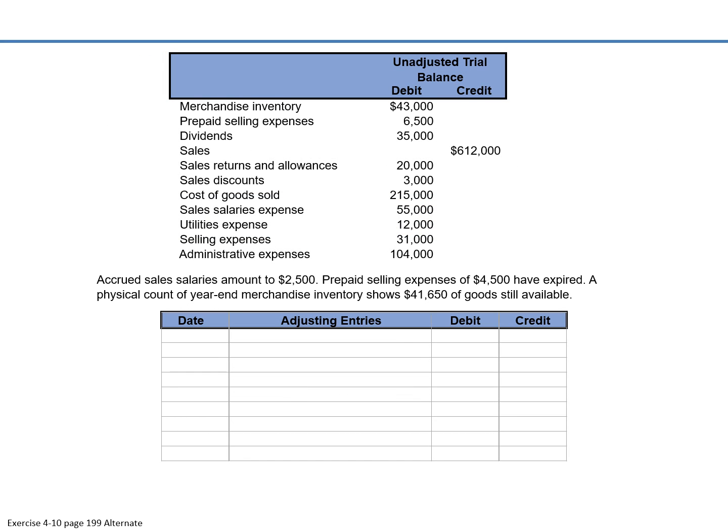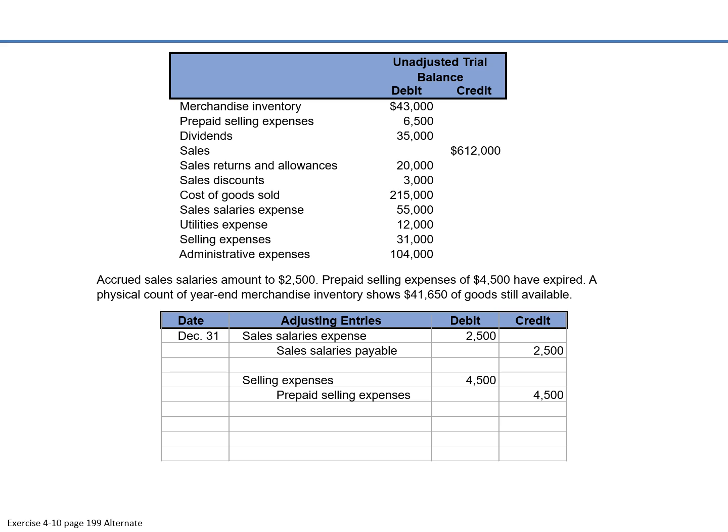All right, so accrued salaries amount to $2,500. So we're going to post sales salaries expense, debit of $2,500, sales salaries payable, credit of $2,500. Prepaid selling expenses of $4,500 have expired, so we're going to record selling expenses with a debit of $4,500, and we're going to reduce our prepaid selling expenses with a credit of $4,500.